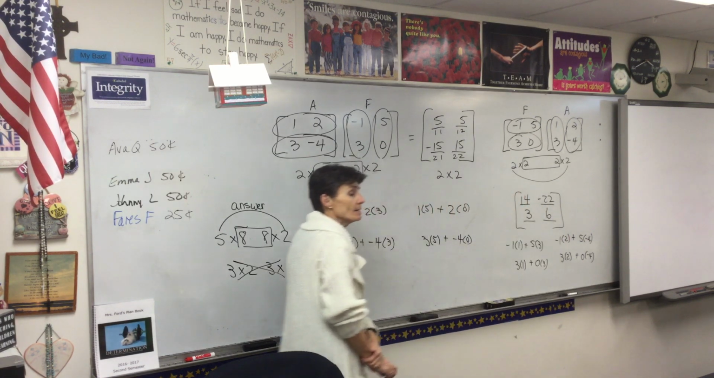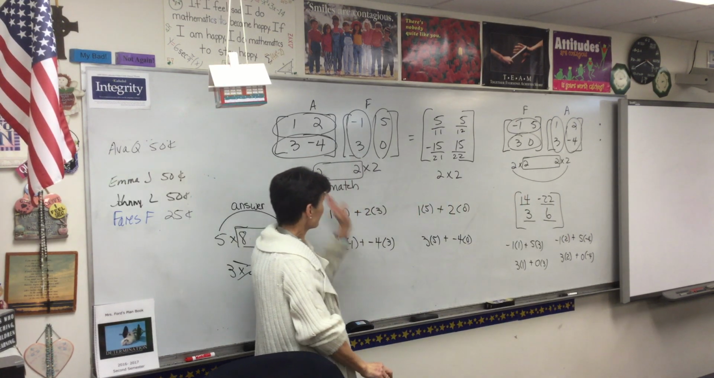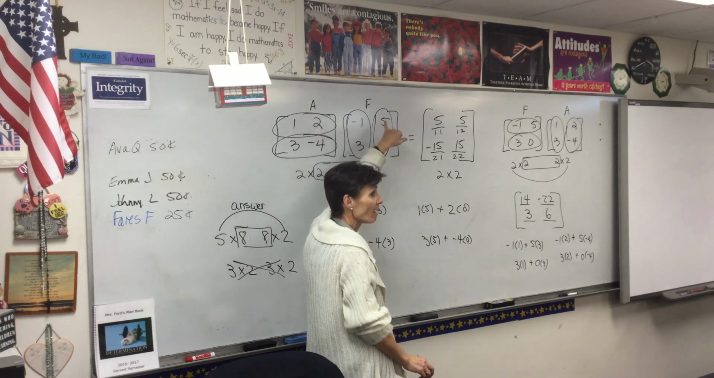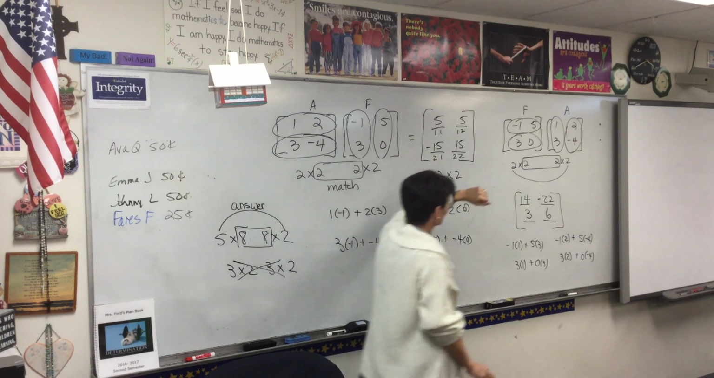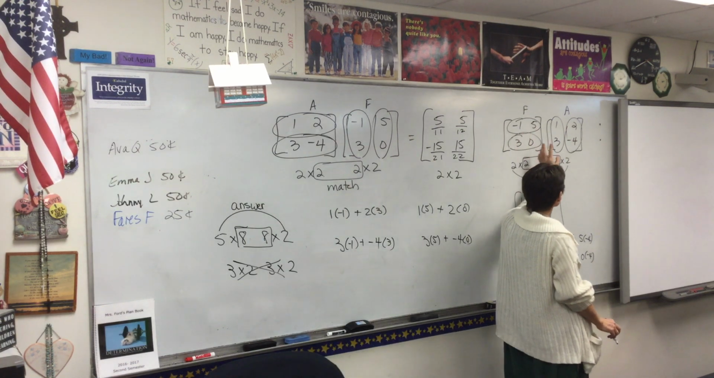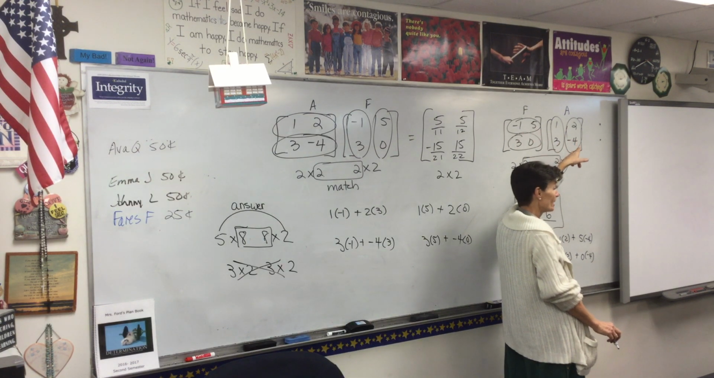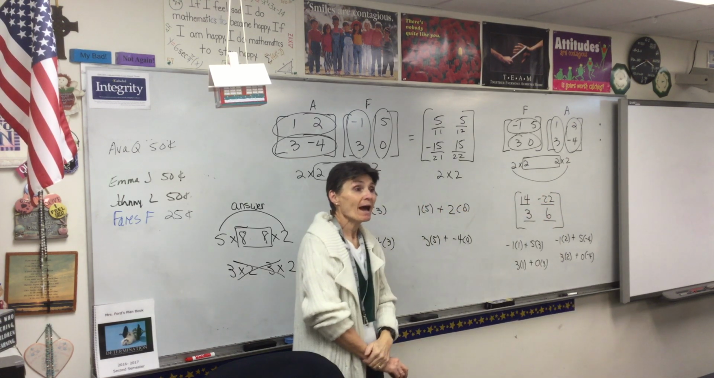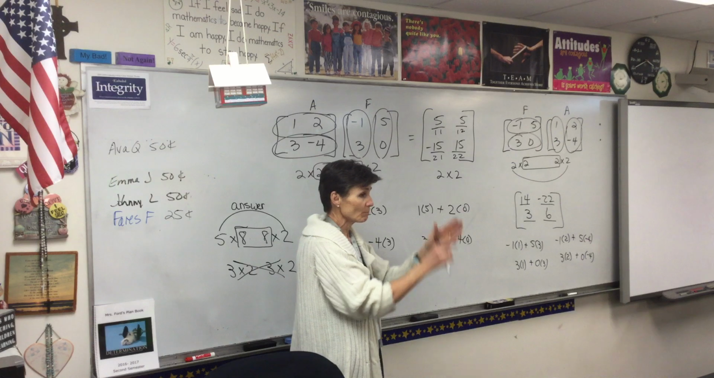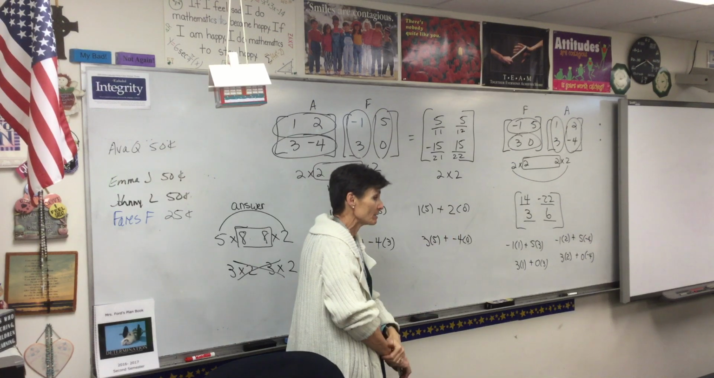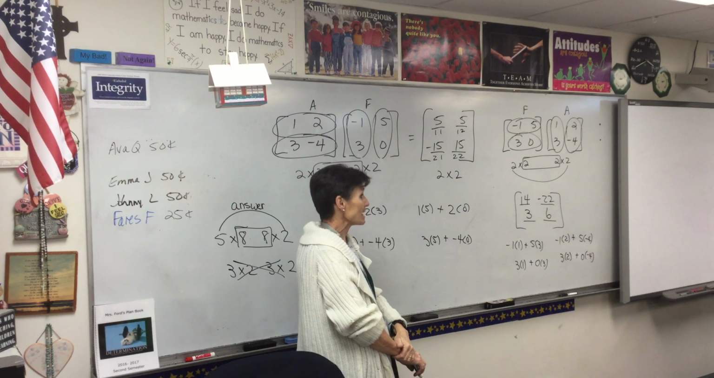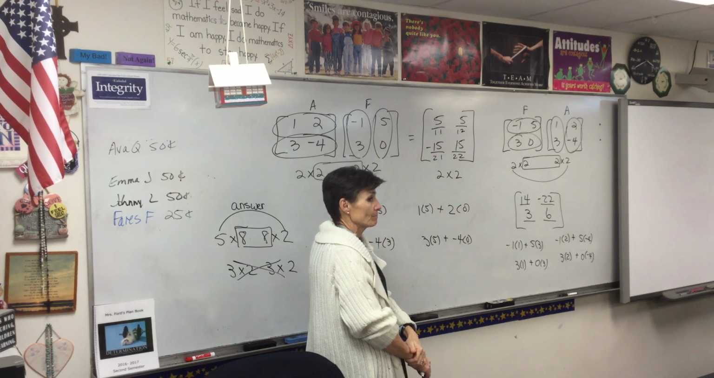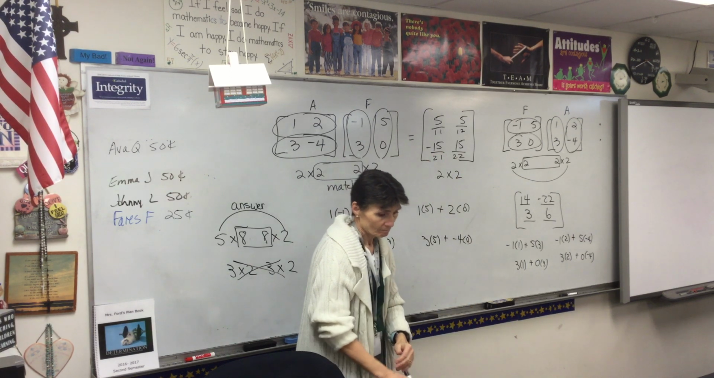Now notice that in the first example we did, we multiplied A times F, and then over here I just multiplied the same 2, but I did F times A. Did I get the same answer? No. So it matters. You want to make sure when you write your matrices down, you're writing them down in the right order. If it says A times F, it's A, F. All right?